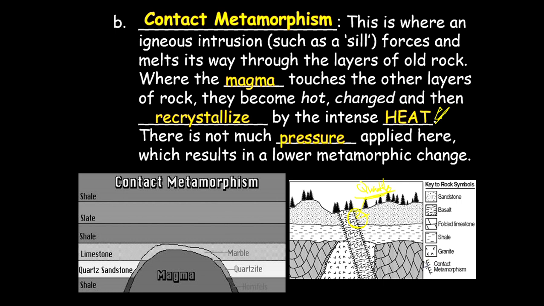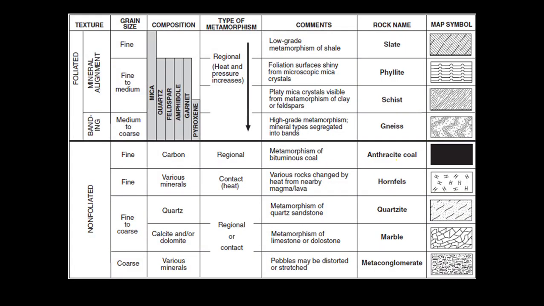So let's quickly review these. All right, anthracite coal, parent rock, bituminous coal; quartzite, sandstone; marble, dolostone or limestone; metaconglomerate, conglomerate. Those are your parent rocks, or where it came from. And on the top are parent rocks. Gneiss came from schist. Schist came from phyllite. Phyllite came from slate. Slate came from shale. Those are our parent rocks. All right, so that's how that chart works.